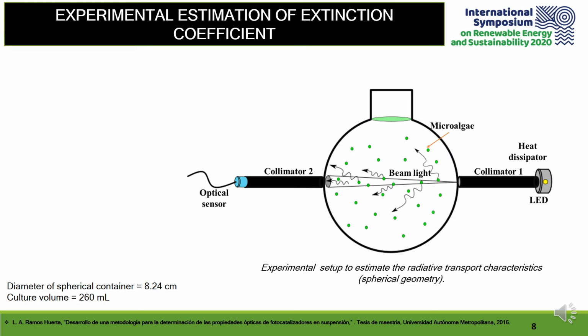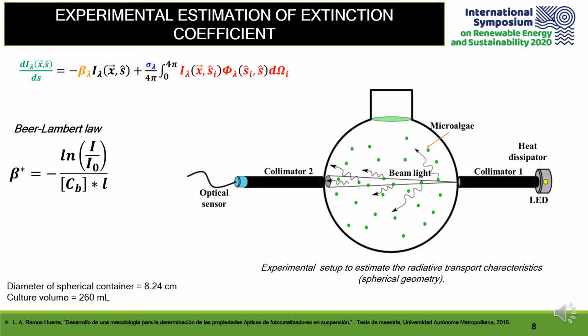These measurements are defined as I and I0 respectively. To use the experimental values of this measurement, it's necessary to apply the Beer-Lambert law. That is a particular case of the radiative transport equation. The use of a second collimator helps to eliminate the quantity of scattered energy that could be detected by the optical sensor. And with this it is possible to simplify the radiative transport equation to the Beer-Lambert law.